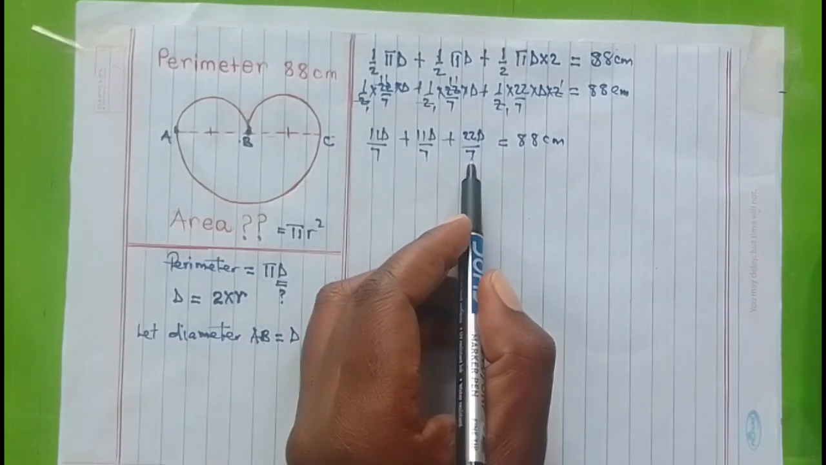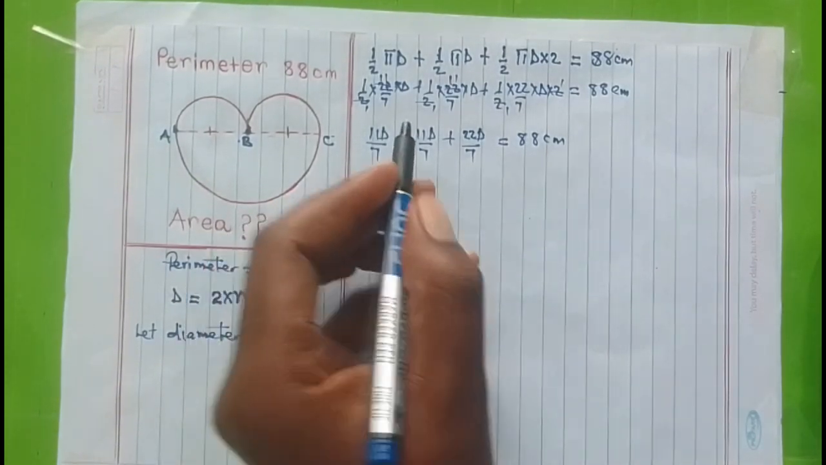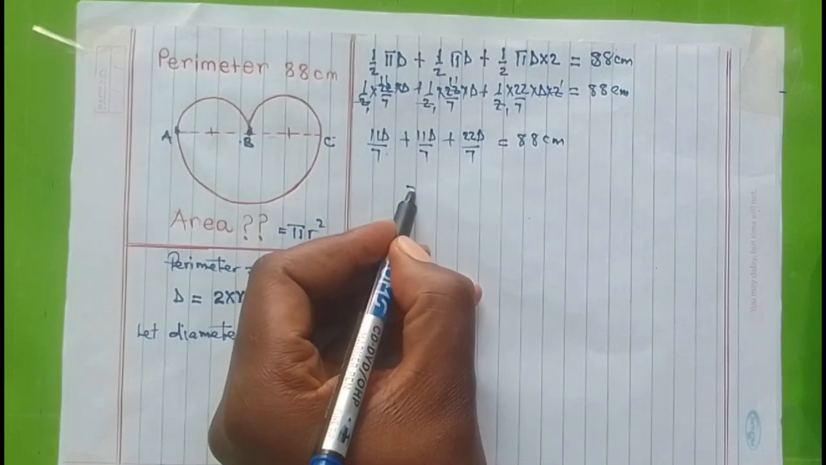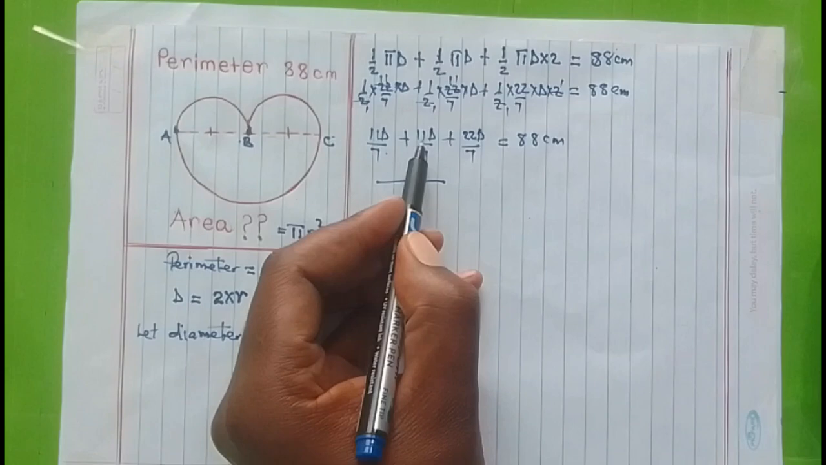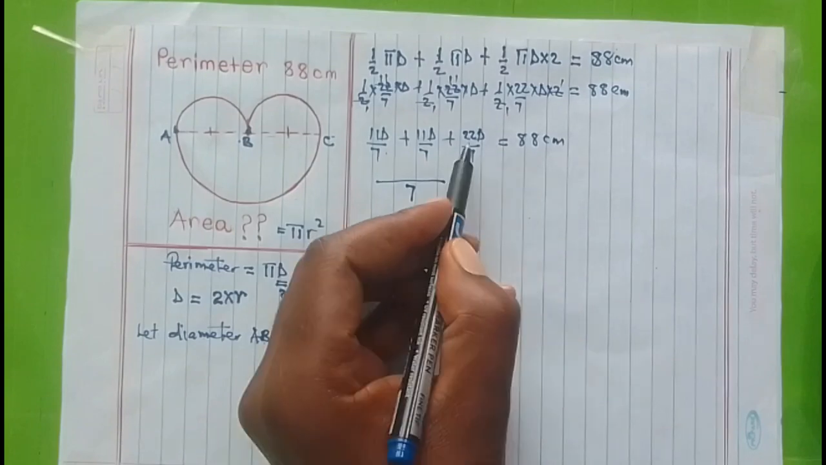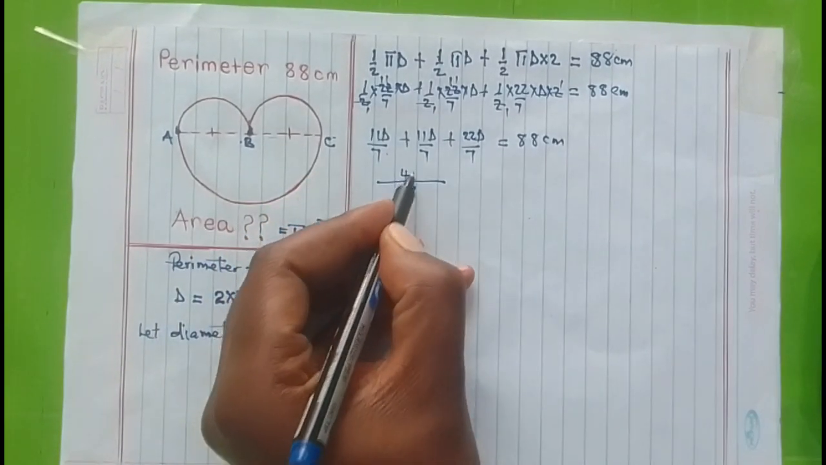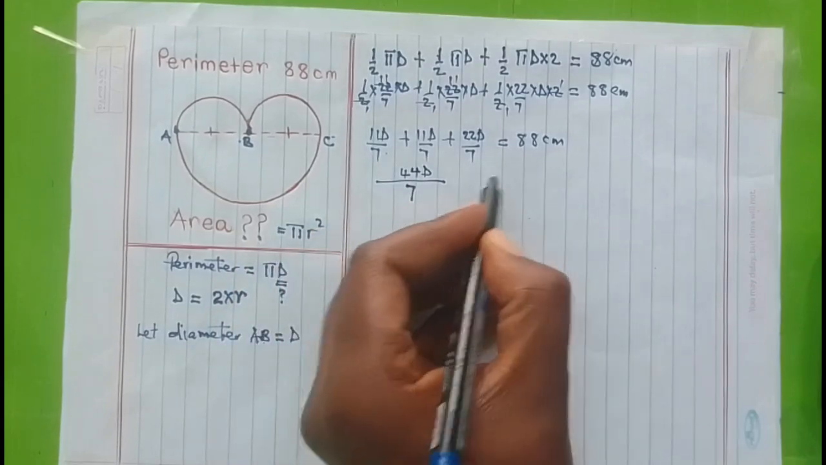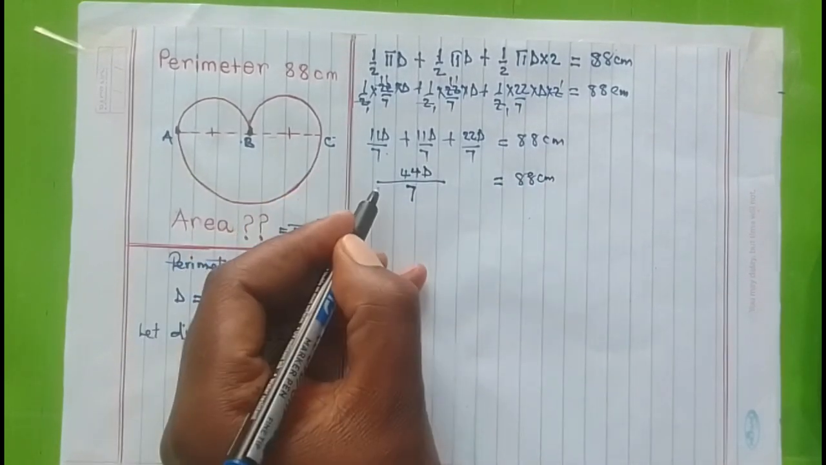Now let's deal with this fraction on this other side of the equal sign. They have the same denominator. We pick one same denominator. We work with the numerator. 11 plus 11 will give us 22. So 11d plus 11d is 22d. 22d plus 22d will give us 44d is equal to 88 centimeters.